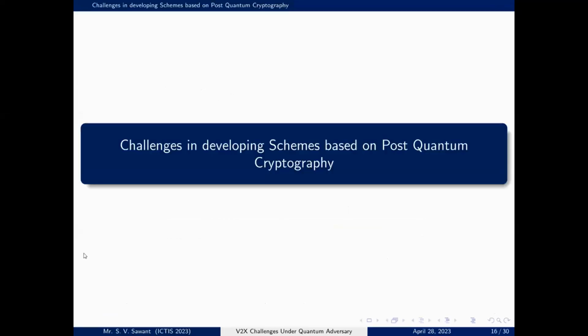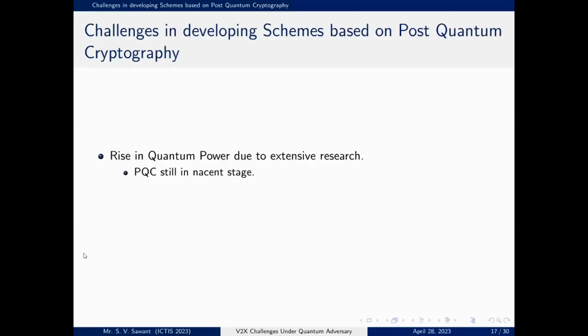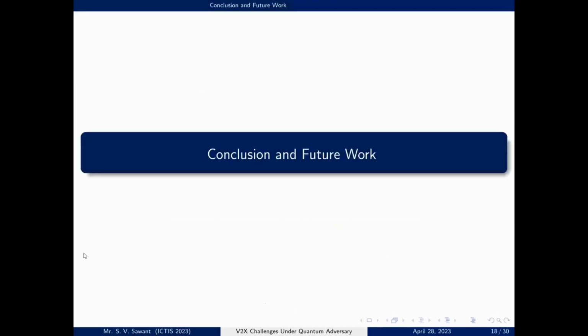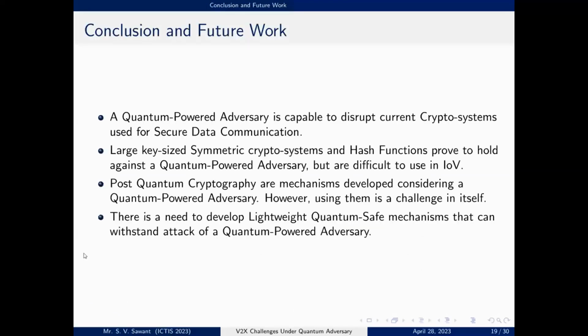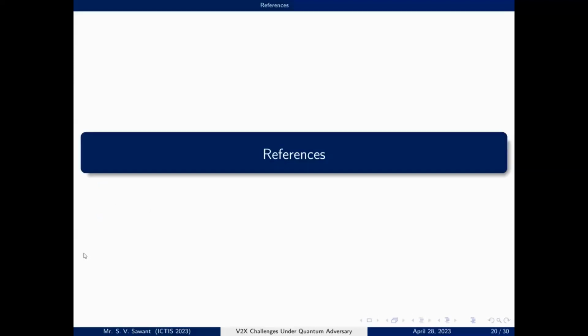So the challenge in developing these post-quantum cryptography schemes is that post-quantum is still at a nascent stage, and quantum powered systems' resources are growing exponentially. PQC also currently has large key sizes, because of which, as we know, IoT is a time and space restricted framework. So it needs to be properly fine-tuned. So the conclusion is basically we need to develop schemes that are quantum safe and can be used in IoT communication. So that's it. These are the references.